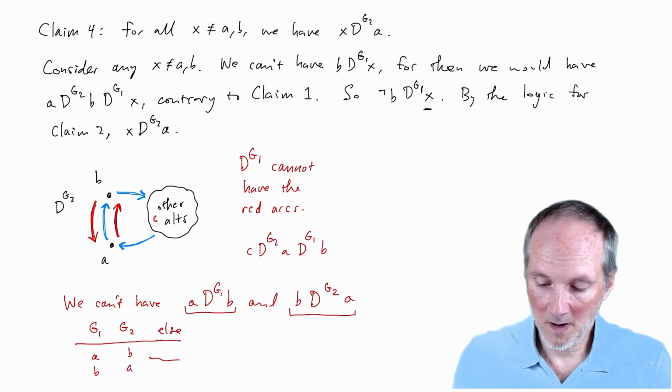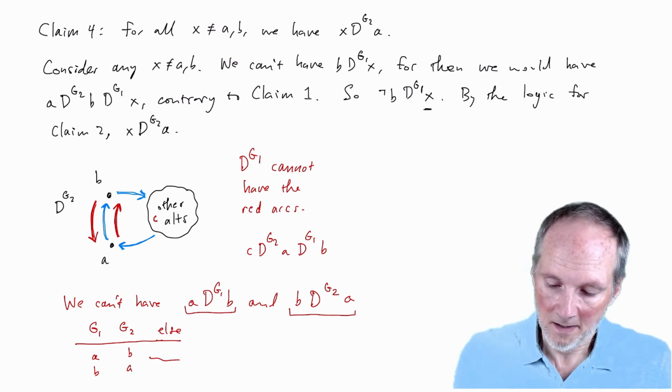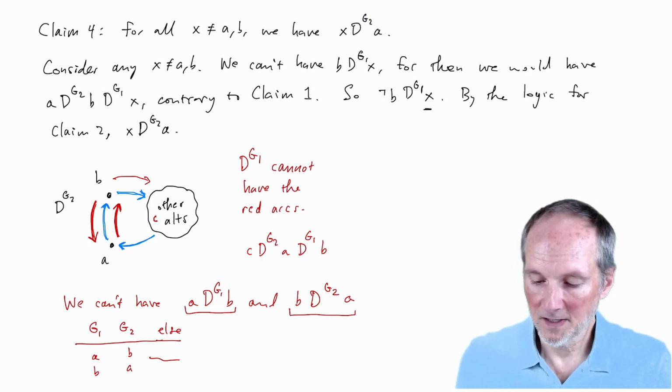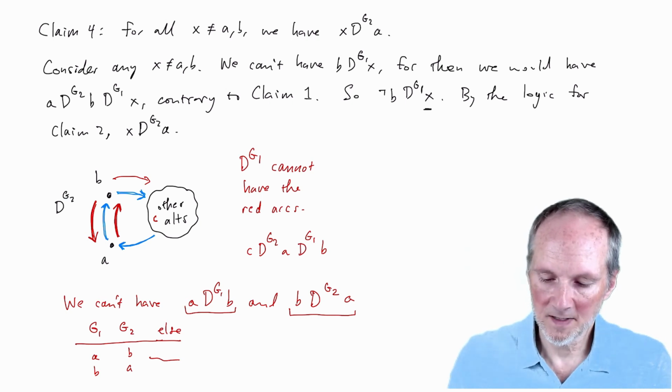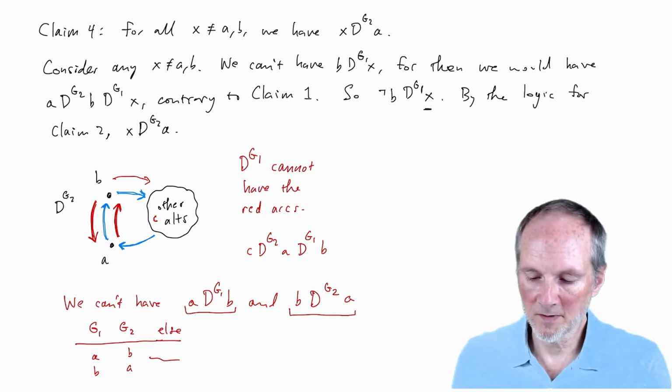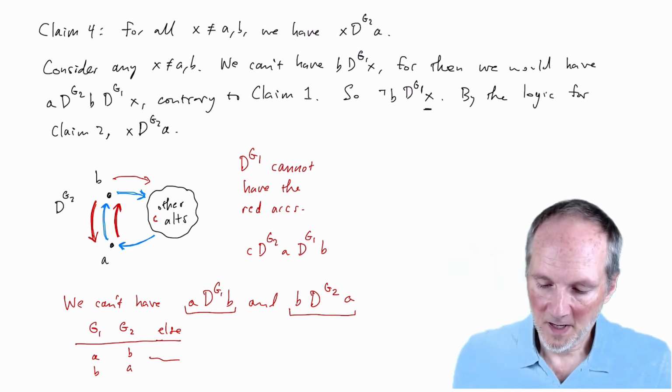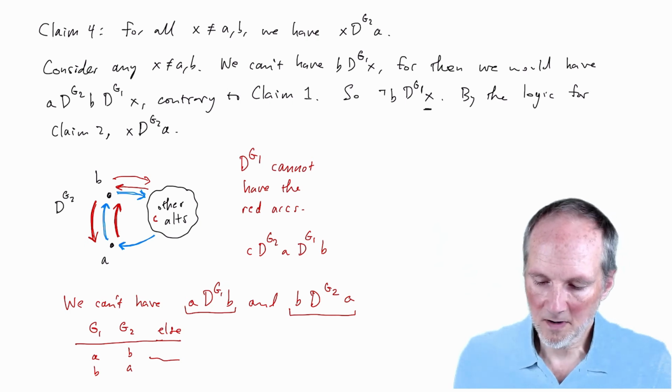The same argument tells you the decisiveness relation for G1 can't have an arc going from B to any of those other alternatives, because then that would give us a chain. G2 would be decisive for A over B, but then G1 would be decisive for B over a third alternative. We'd have a chain. That can't happen. We also can't have an arc going against the blue arc.